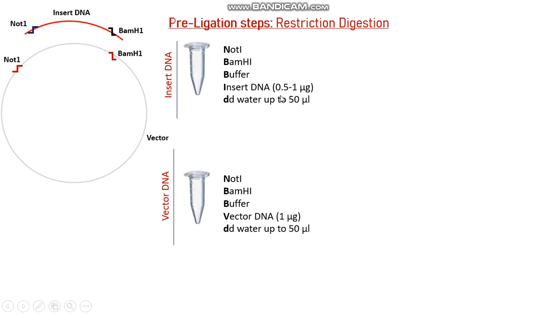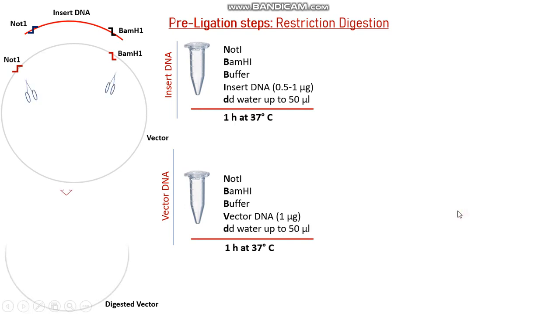For the insert DNA, around 0.5 to 1 microgram is enough, and for the vector DNA it is usually 1 microgram. Then when you have prepared this reaction mixture, it needs to be incubated for 1 hour at 37 degrees. After digestion, you will get the digested vector as well as the digested fragment.